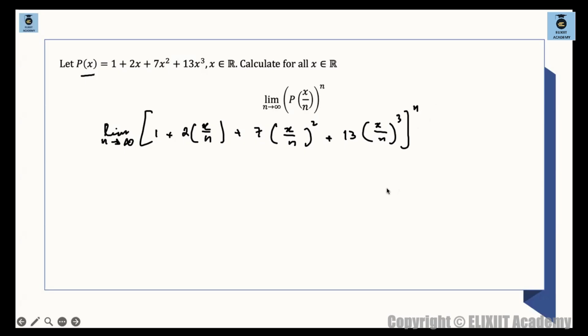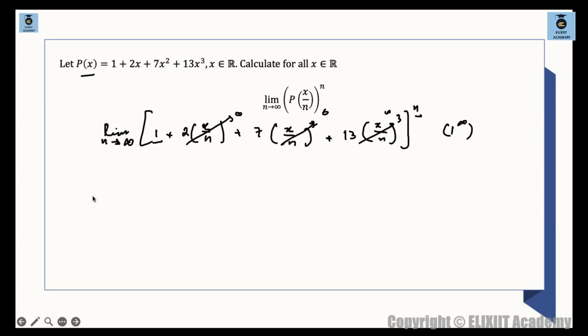Now once you check the form over here, a very straightforward question. Here x belongs to all real numbers, right? So a real number divided by n tending to infinity will tend to 0. All these quantities will tend to 0. You are left with 1 raised to the power of infinity. This is of the form 1 raised to the power of infinity.